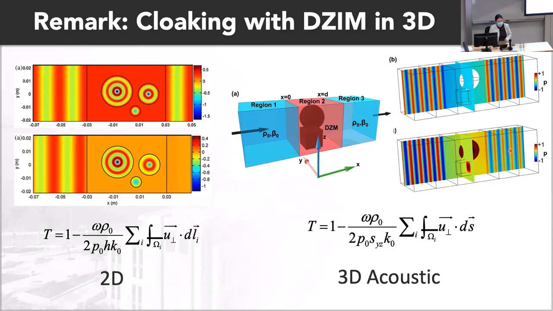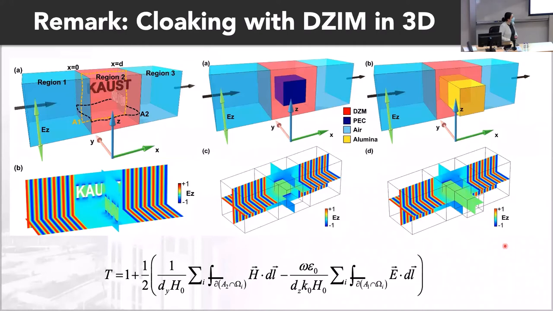But for electromagnetic waves, this story is different. The transmission is determined by this expression. Please note that now this closed loop integral is on the intersection of the domain. I choose a loop and the defects. So what does that mean? Let's take this one as an example.